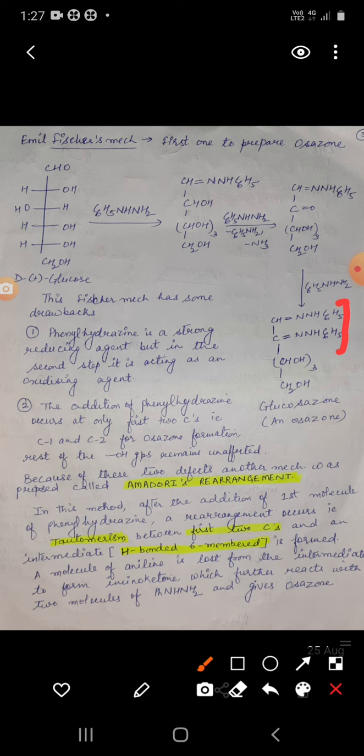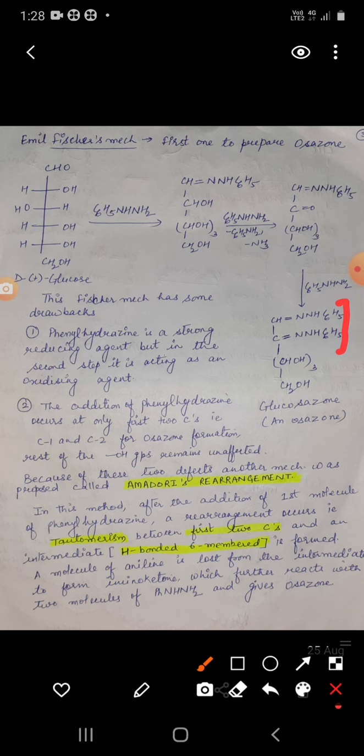Now what is Amadori's rearrangement? In this particular method, after the addition of the first molecule of phenylhydrazine, a rearrangement occurs, a type of tautomerism. What is tautomerism? We have seen keto-enol tautomerism in first year. In your previous classes, in second year also it must have been explained, and in first year it must have been taught when we were doing stereochemistry. So in tautomerism, we can convert a keto group into an enol group by interconversion of hydrogen atoms. Such tautomerism is also occurring in this case between the first 2 carbons.